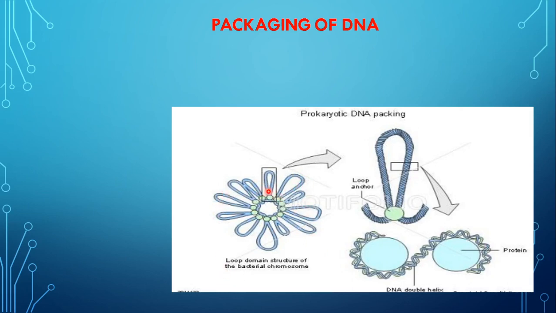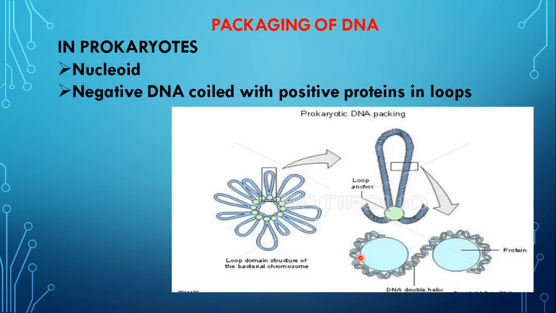Further, if we try to peep into it, what is present in one loop is this. From here, we can identify that it has a positively charged protein around which the negatively charged DNA is coiled. In prokaryotes, this structure is also known as the nucleoid, because they do not have a proper nucleus, so we prefer to call it a nucleoid. So negative DNA is coiled with the positive proteins in loops.